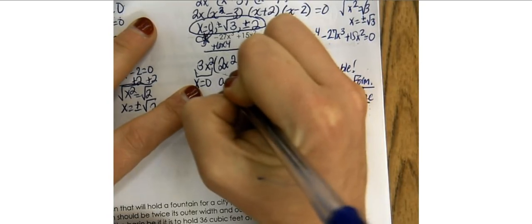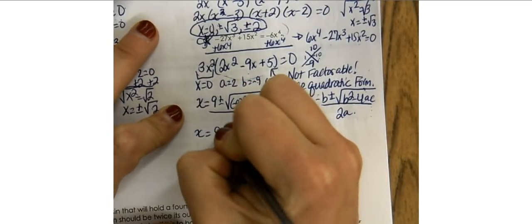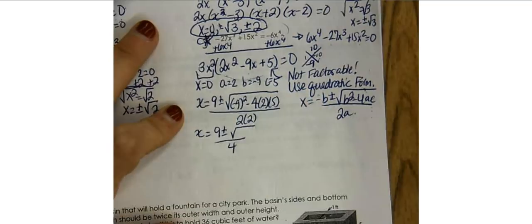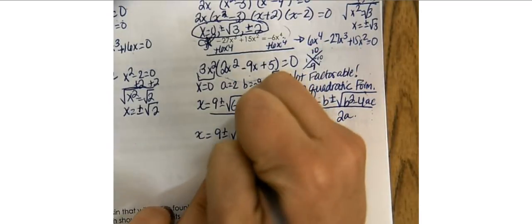My a value is going to be 2, my b value is going to be -9, and my c value is 5. So I'm going to write x is equal to the opposite of b, which is 9, plus or minus the square root of -9 squared minus 4 times 2 times 5. This is all over 2 times 2, that's 2a. So I'm going to write x equals 9 plus or minus the square root of some number divided by 4. And I'm going to figure out what that number is. After putting it into my calculator, I find that that's 41. 41 is not a perfect square number. It doesn't have any common factors in it.